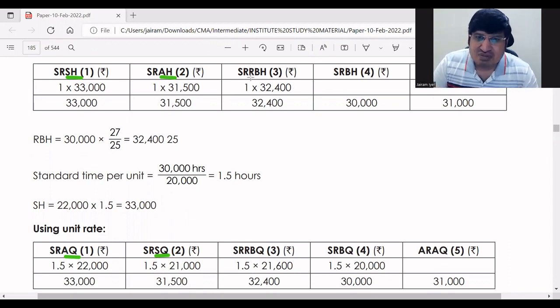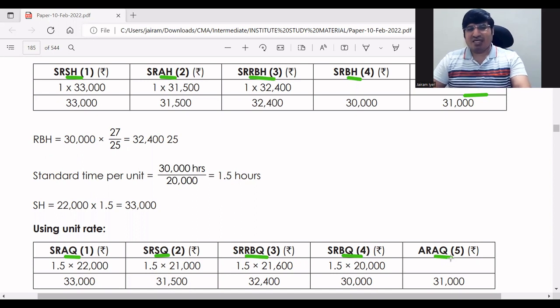See, here it is revised budgeted hours. Here it is revised budgeted quantity. Okay. This is budgeted hours. This is budgeted quantity. Straightforward. Here it will be actual hours, and here it will be actual quantity. So straightforward. The only difference will be that here you will have data given for units, that is, you will not have hours data. So just use that units data and prepare this table. That's it. Okay?